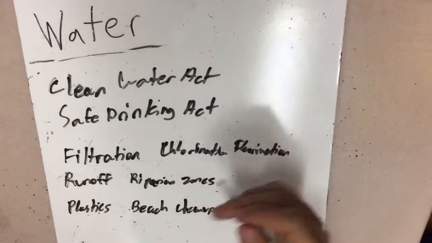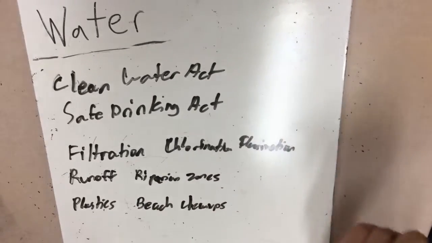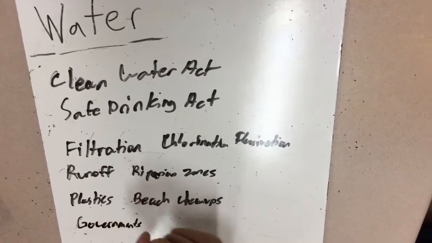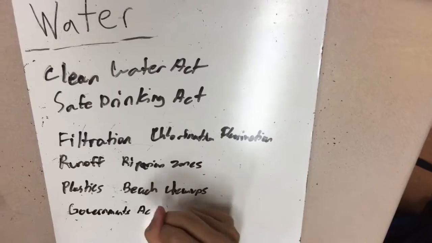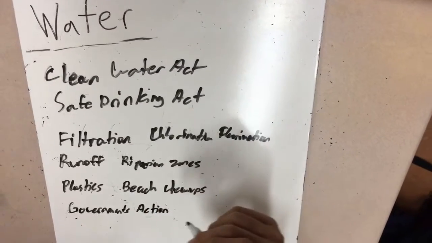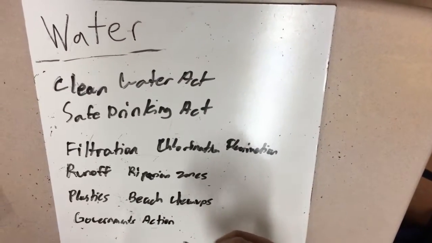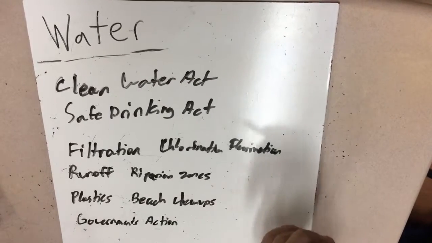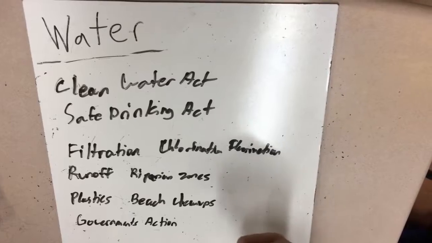Also, for any one of these problems, you can also put just government action. And this may seem kind of vague, but if you look at the FRQ scoring guidelines for all the questions, you will see that a lot of them have stuff like government action on here, and you will get the points if you put that for your answer.